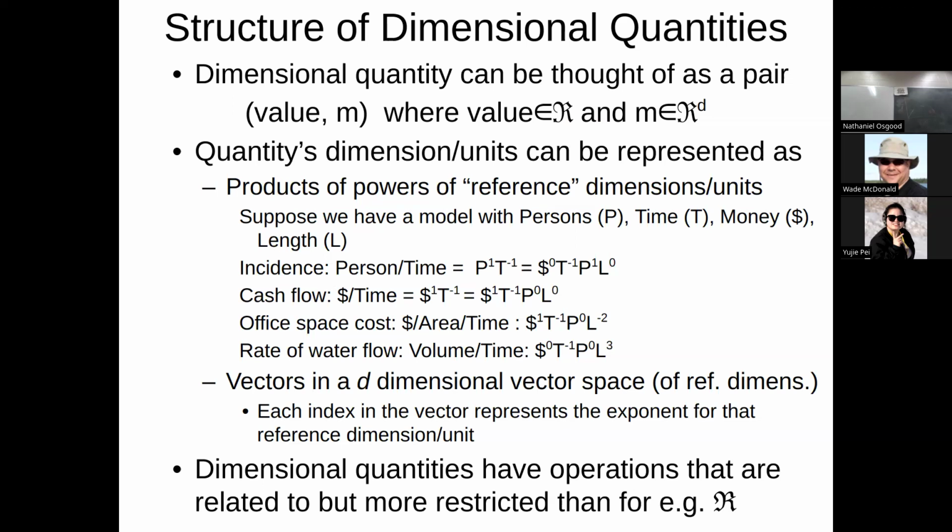And what I'm saying is, you'll notice that each of these is not mentioning certain dimensions. For example, incidence doesn't mention anything about length, nor does it mention anything about dollar. Cash flow, dollar per unit time, doesn't mention anything about people. It doesn't mention anything about length, right? But it says zero power. Does that make sense? It's something to the zero power. Certainly any non-zero thing to the zero power is going to be one. So these are to the zero power.